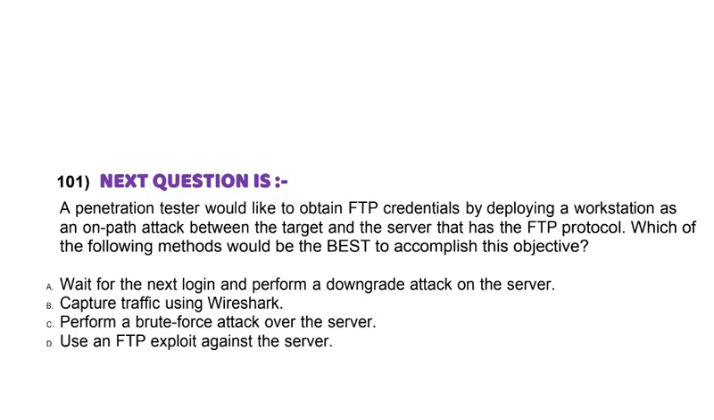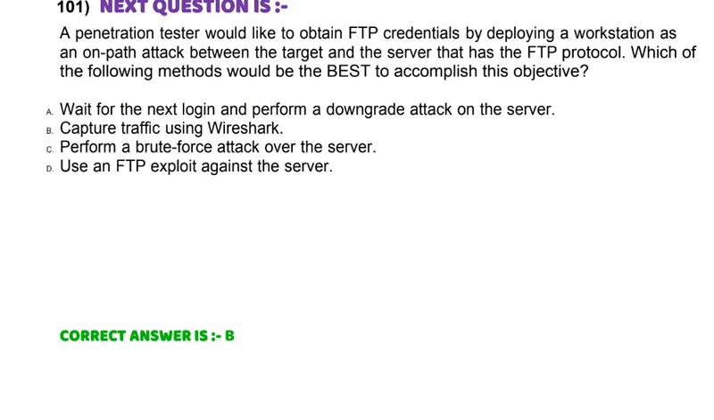Question is, a penetration tester would like to obtain FTP credentials by deploying a workstation as an on-path attack between the target and the server that has the FTP protocol. Which of the following methods would be the best to accomplish this objective? Option A, wait for the next login and perform a downgrade attack on the server. Option B, capture traffic using Wireshark. Option C, perform a brute force attack over the server. Option D, use an FTP exploit against the server. Correct answer is option B.